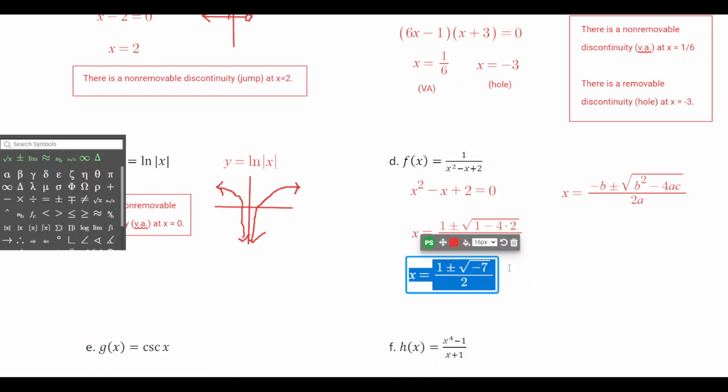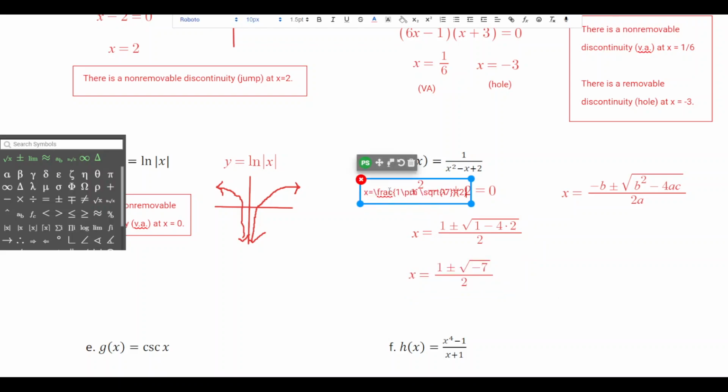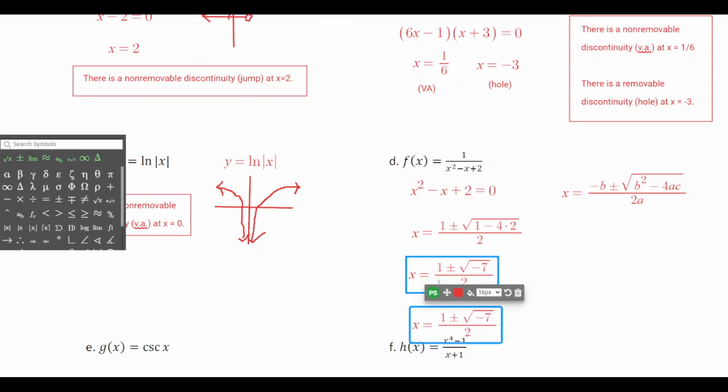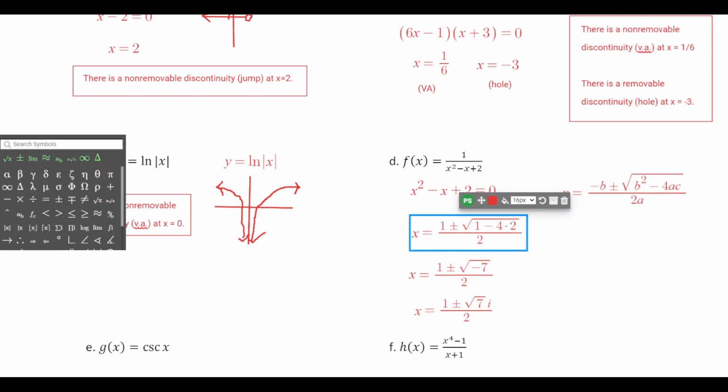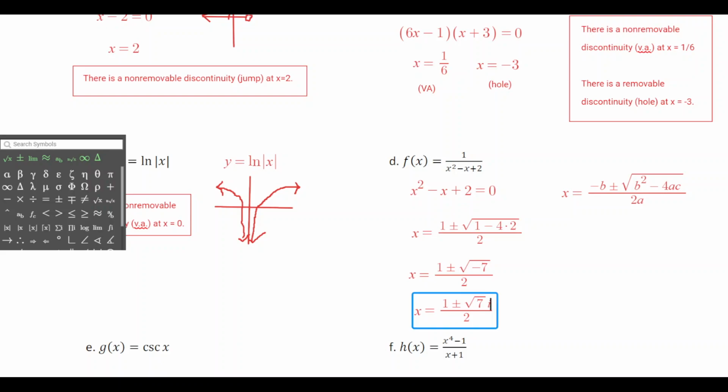Now this is going to result in some non-real values here, meaning that there's not going to be a real solution to this equation. If we want to write it sort of how we did it in our algebraic review unit, we would want to pull out that -1 and actually write this as 1 plus or minus root 7i over 2, or 1/2 plus or minus root 7 over 2i. Either way is kind of fine. Now, because there is no real solution here, that means that there are no points of discontinuity.